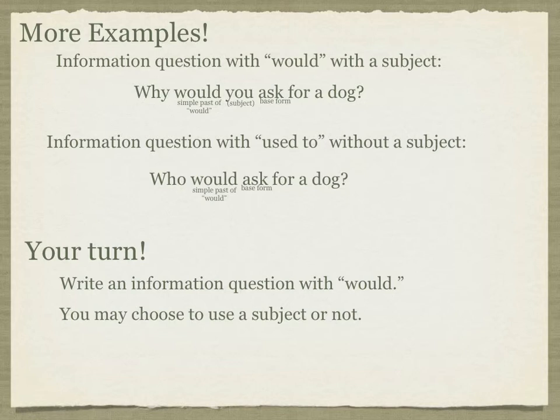The information question with would without a subject is, who would ask for a dog? Again, would is the simple past of would, same form, and ask is the base form of the verb. Who would ask for a dog? Now it's your turn. So write an information question with would. You may choose to use a subject or not. It's your decision.